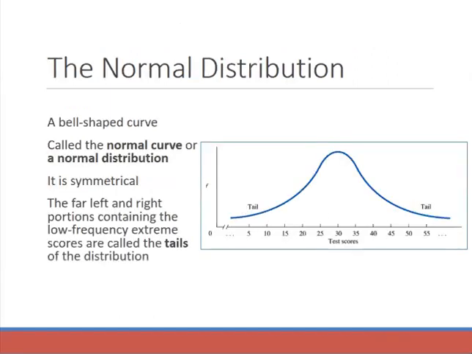Okay, so the normal distribution is a symmetrical distribution where most of the scores occur around the middle, and we have fewer scores at either end. It's dispersed proportionately, and it's symmetrical. So these are the tails down here, and very few people score on either end.